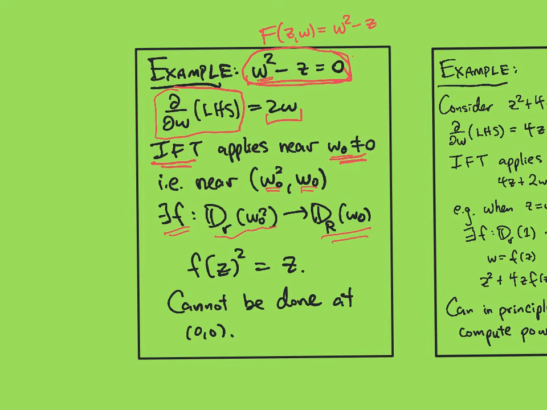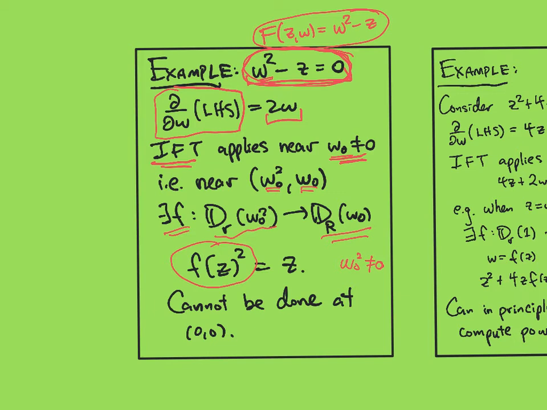on a level set of capital F. And so little f squared will equal z. And so this will be a branch of the square root of z at w naught squared, which we already know that we can do.